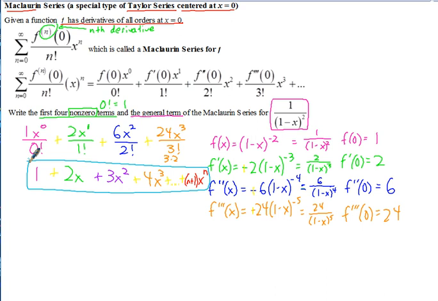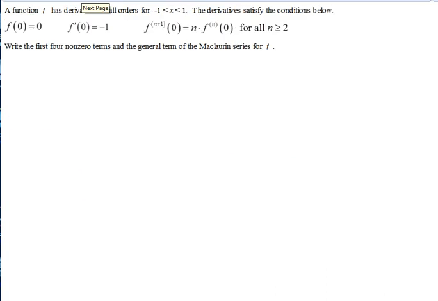All right, so sometimes you might have the actual function. Sometimes, though, they might give you information to find it in a different way, which is the case in this problem. So it says the function f has derivatives of all orders when x is between -1 and 1. And the derivatives satisfy the conditions below. So it says write the first 4, again, non-zero terms and the general term of the Maclaurin series.